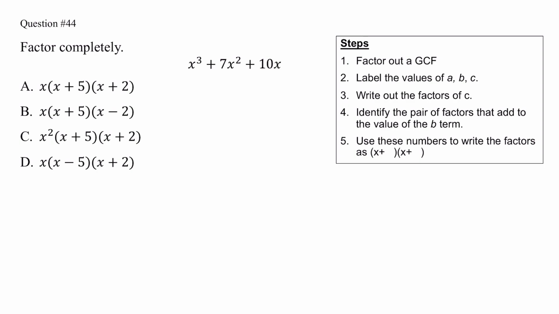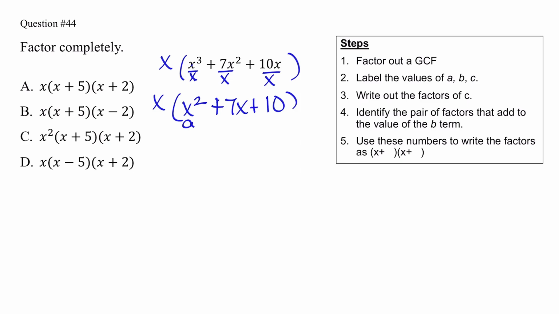Okay, so now let's factor this completely. Remember, whenever you're factoring, you want to start off looking for a GCF. Notice that I can divide an x out of all these terms, so I'm going to go ahead and factor that out. So I'm going to factor out x, and I'm going to divide everything by x. So that gives me x times x cubed over x is going to be x squared, plus 7x squared over x is going to be 7x, plus 10x divided by x is going to be 10.